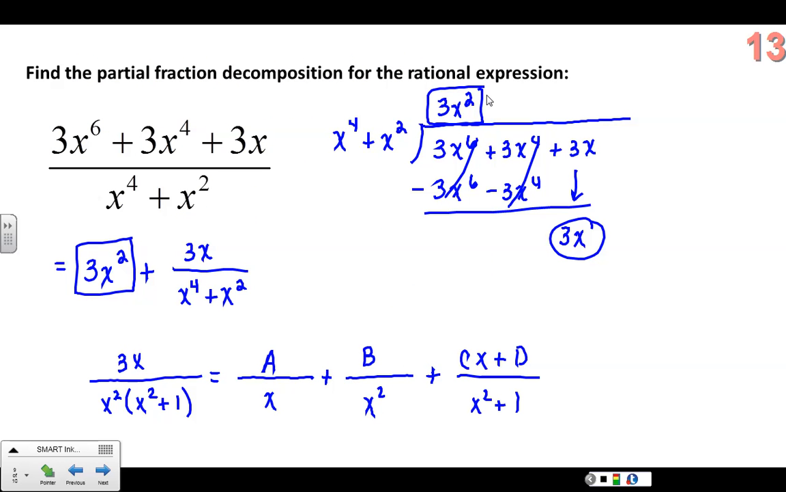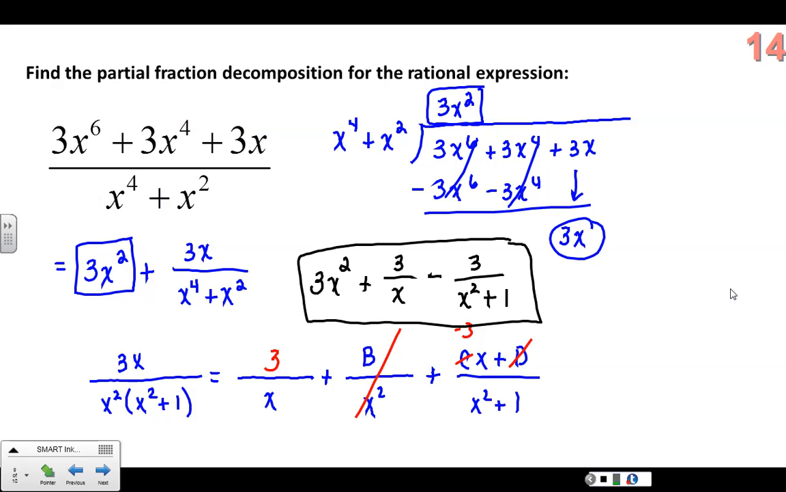So A was 3. C was negative 3. B was 0, so that's going to all go away. The D is not there anymore. So the partial fraction decomposition, I'm going to write this in a different color so you can see it, would be the 3x squared that we had to start with, plus 3 over x, and then minus 3 over x squared plus 1. So if you have to divide out to start with, that's a little harder of an extra step.